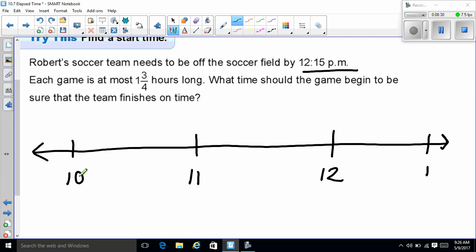Those are my hours. Then I want to go ahead and show my half hours. So half of 12 and 1, half of 11 and 12, and half of 10 and 11. So this is going to be 10:30. This is going to be 11:30. And this is going to be 12:30.